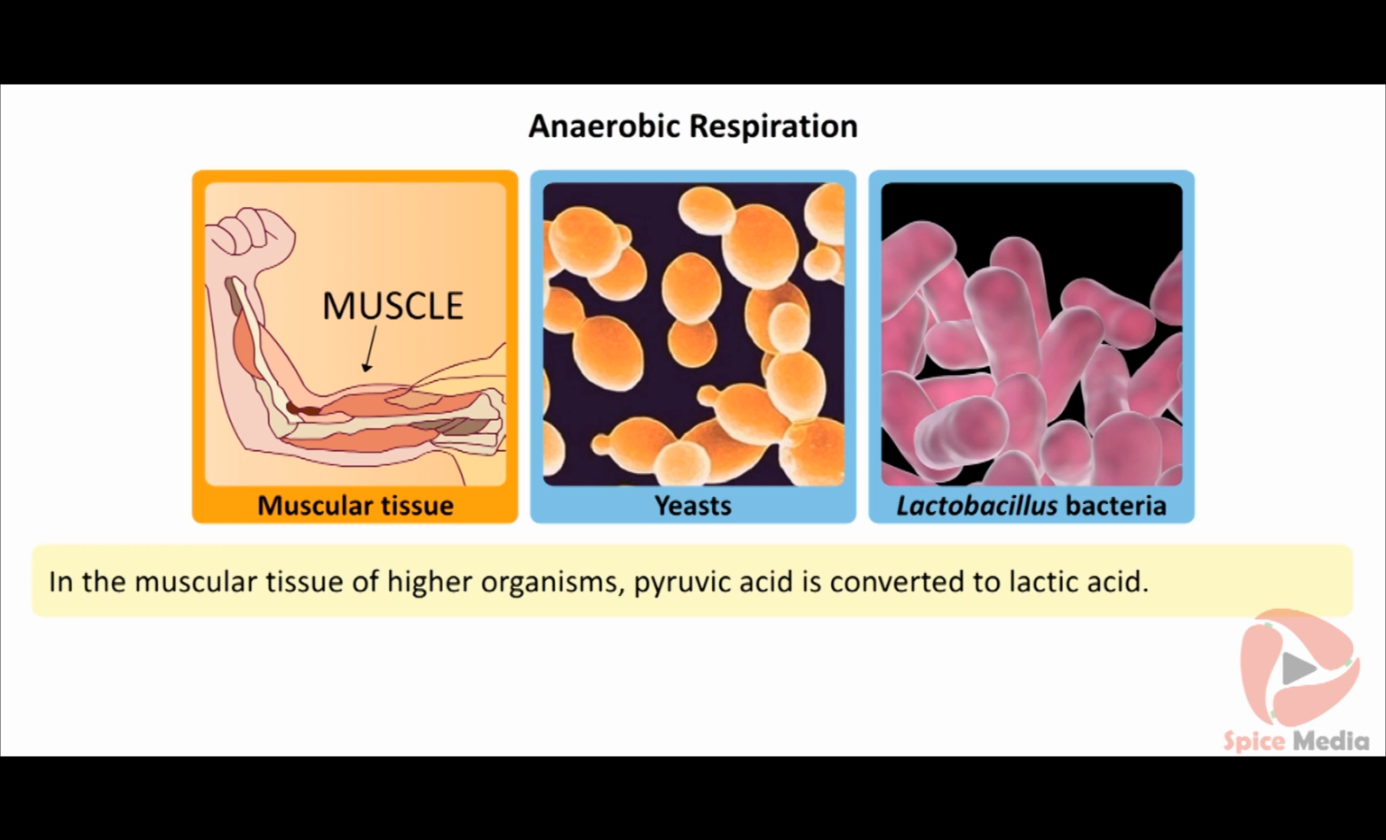In the muscular tissue of higher organisms, pyruvic acid is converted to lactic acid. In the absence of oxygen, yeast cells convert pyruvic acid to ethanol, a type of alcohol. This method is applied for the large-scale production of alcohol and other beverages in industries. Lactobacillus bacteria convert pyruvic acid to lactic acid. This phenomenon is used in our kitchen for making curd.